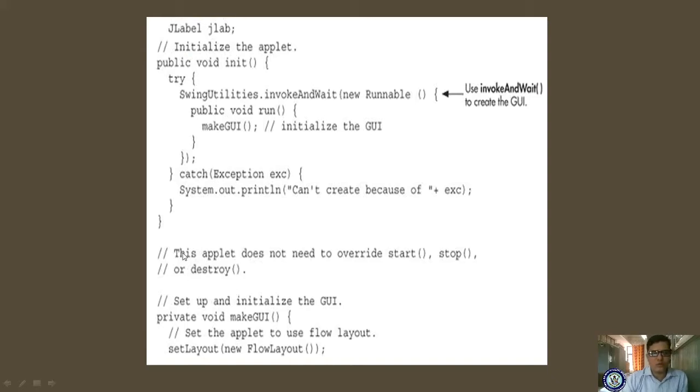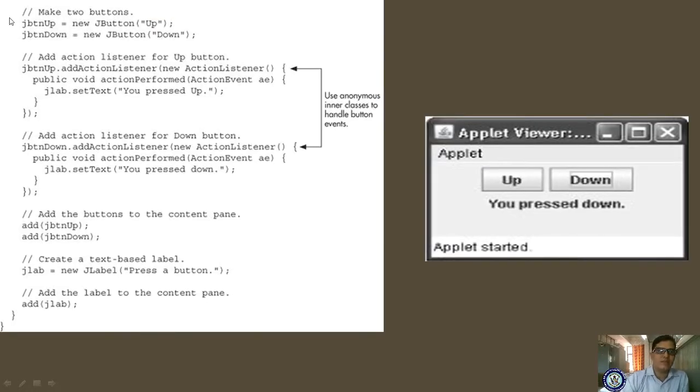Okay, now this applet doesn't need to override the start, stop or destroy methods. Set up and initialize the GUI. Now I am creating this makeGUI method. Please observe here, private void makeGUI. We are making our graphical user interface, and we are first setting our layout. Our layout is new FlowLayout.